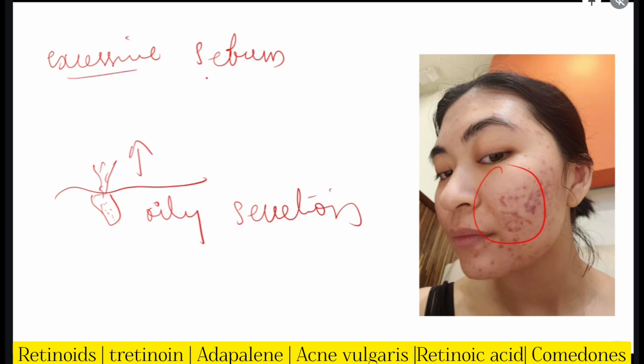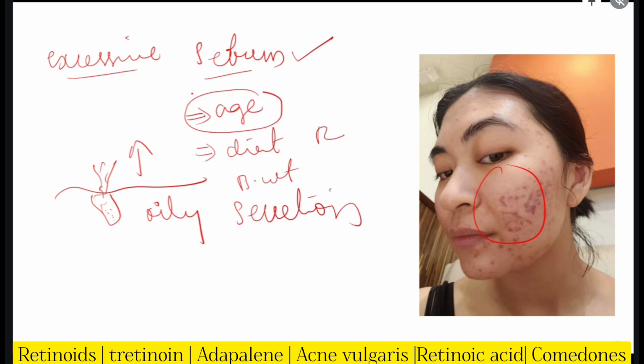The excessive production of sebum may be due to age, especially in adolescents and adults, where it is commonly seen. It may be aggravated due to diet or body weight or any other cause. We have racial causes, we have some other risk factors. Patients with severe dehydration, there are a lot of reasons for excessive production of sebum. In that, the main risk factor is age, which is adolescent age.